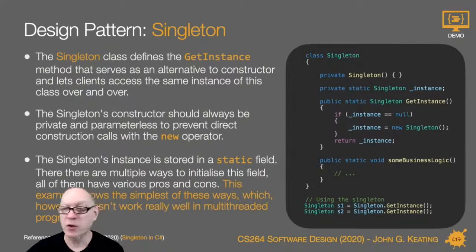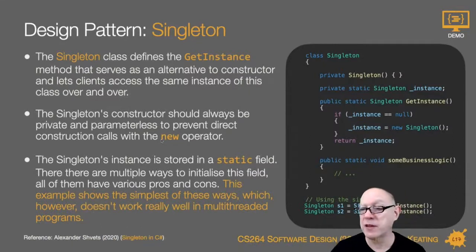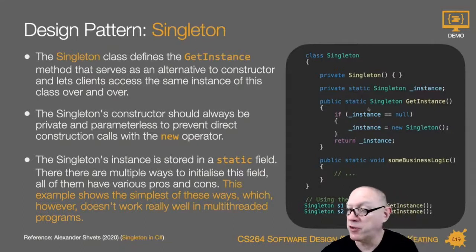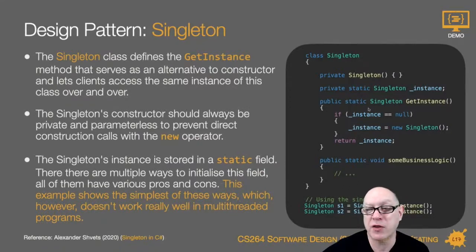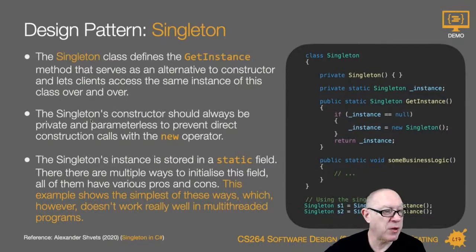So really, the singleton's constructor, and of course this is an alternative to you accessing the constructor yourself, should always be private and parameterless. This prevents direct construction calls with the new operator, and that's the core of the creational design pattern here.